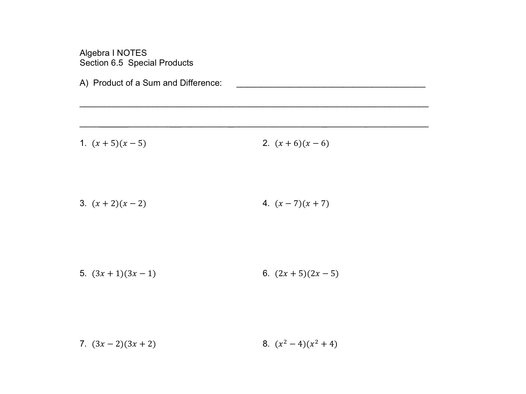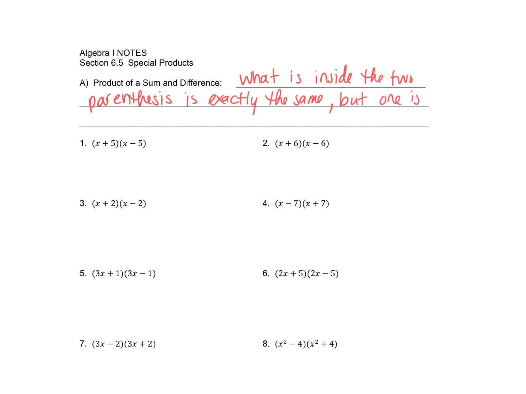So, product of a sum and a difference. What is inside the two parentheses is exactly the same, but one is adding and the other is subtracting. So one is plus and the other is minus.